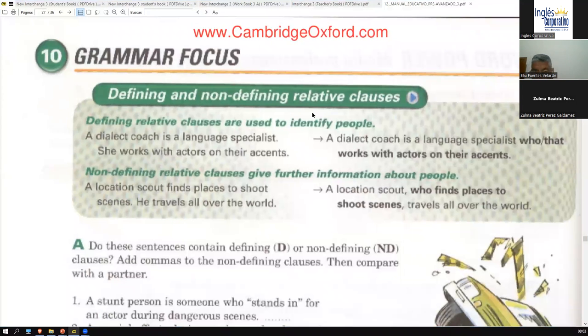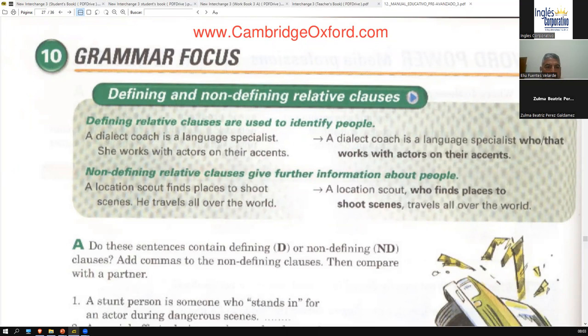So guys, during the last class, we gave an introduction of defining and non-defining relative clauses, and we're going to compare them and see the reasons why they are different. If you see on screen, we have the information from the grammar focus section. And as it says there, defining relative clauses are used to identify people.